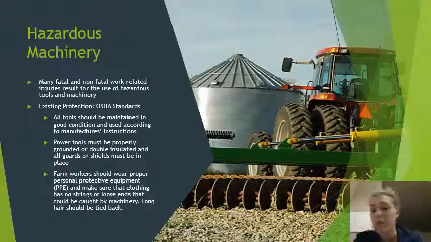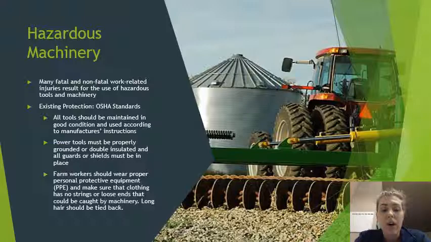So many agricultural workers do use a lot of hazardous tools and machinery in their work, and it has led to actually a lot of fatal and non-fatal work-related injuries. There are certain OSHA standards put in place to help protect the agricultural worker. This includes all tools being maintained in good condition and used according to manufacturer instructions, power tools being properly grounded or double insulated, and all guards or shields being in place.